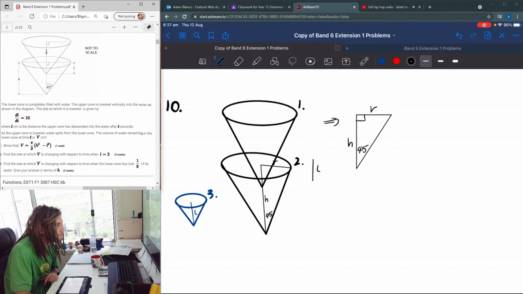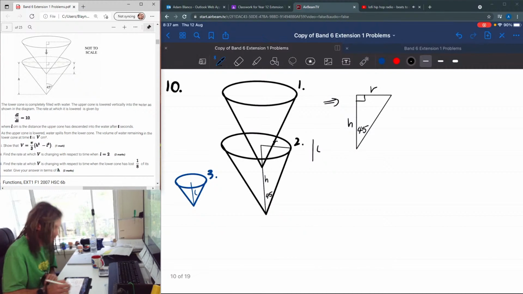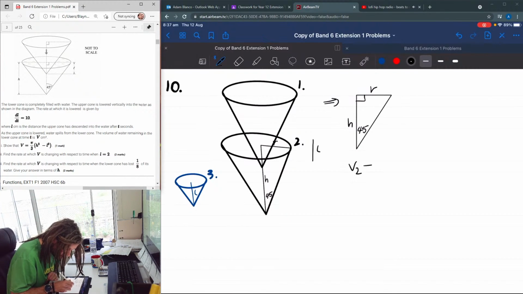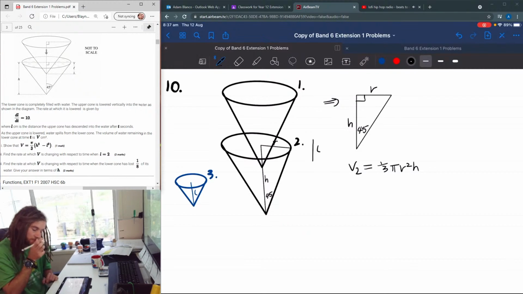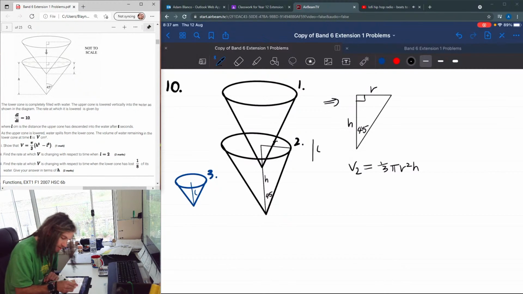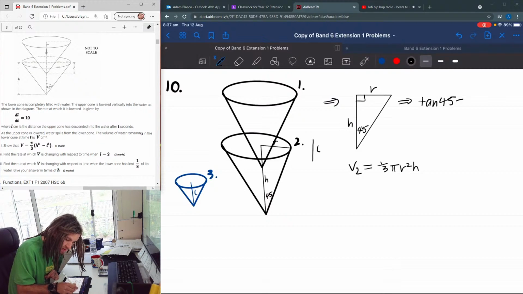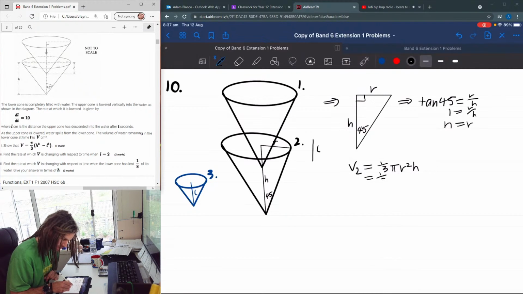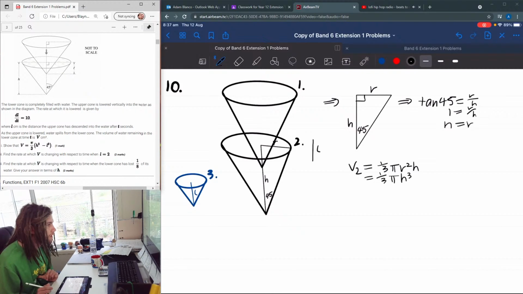My equation is going to be, what do I want? I want the volume of the second cone. So the volume of that is going to be a third pi r squared h. I'm going to get an r squared, so maybe I want to write r in terms of h. So this tells me opposite over adjacent, tan 45 equals r over h. It tells me 1 equals r over h. That means h equals r. Oh, that's cool. So that means this is h cubed. So I guess that's where the h cubed comes in.